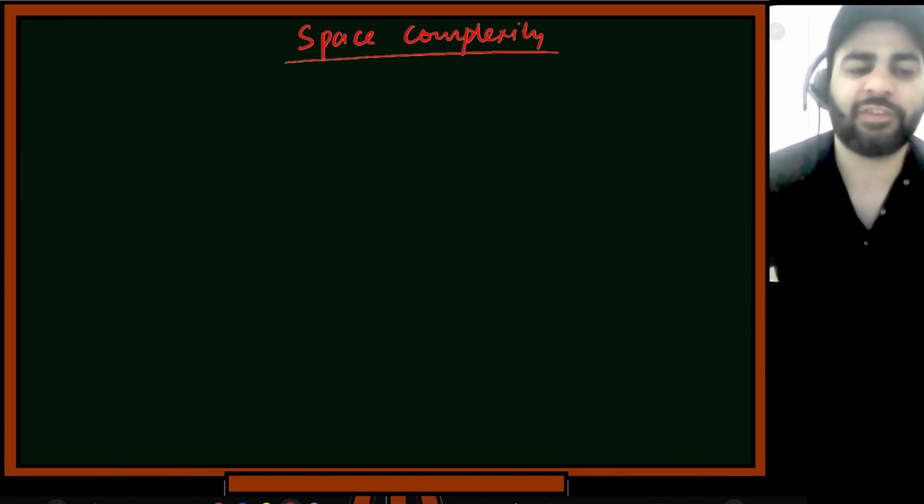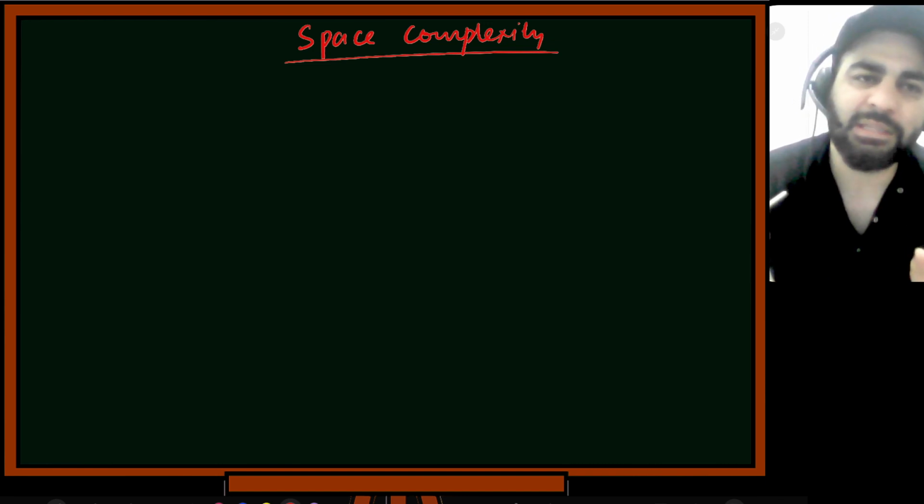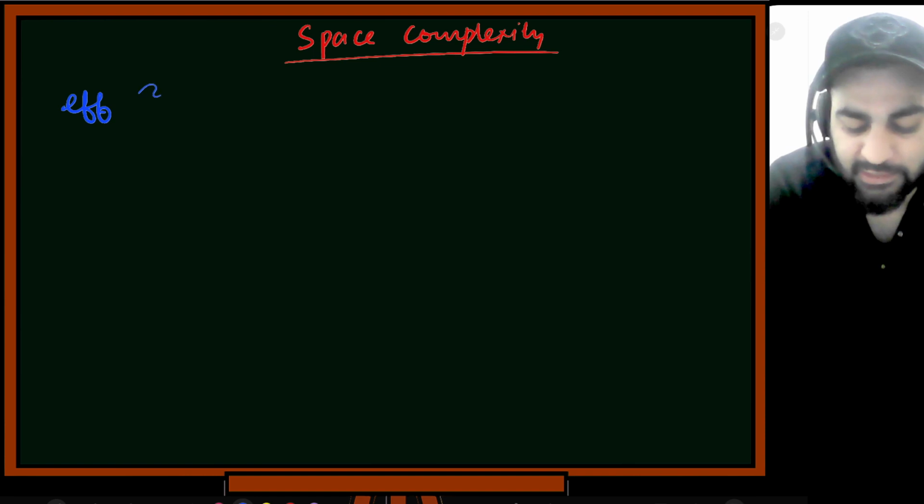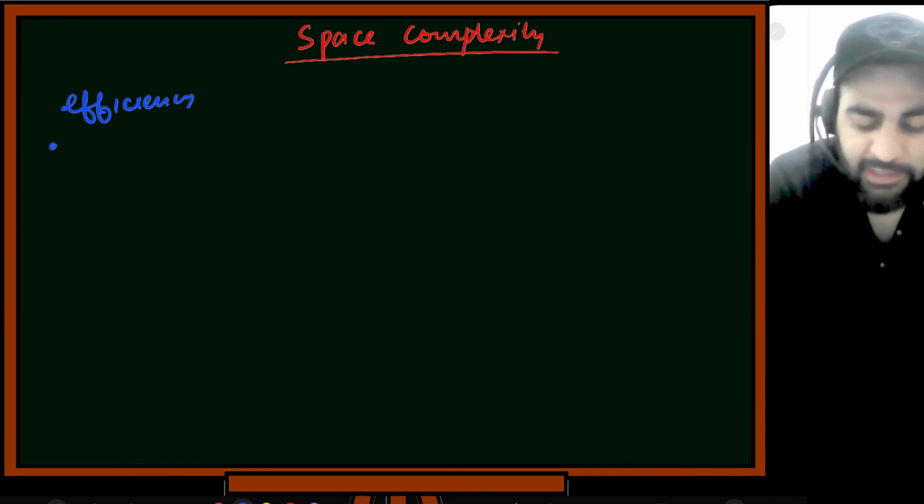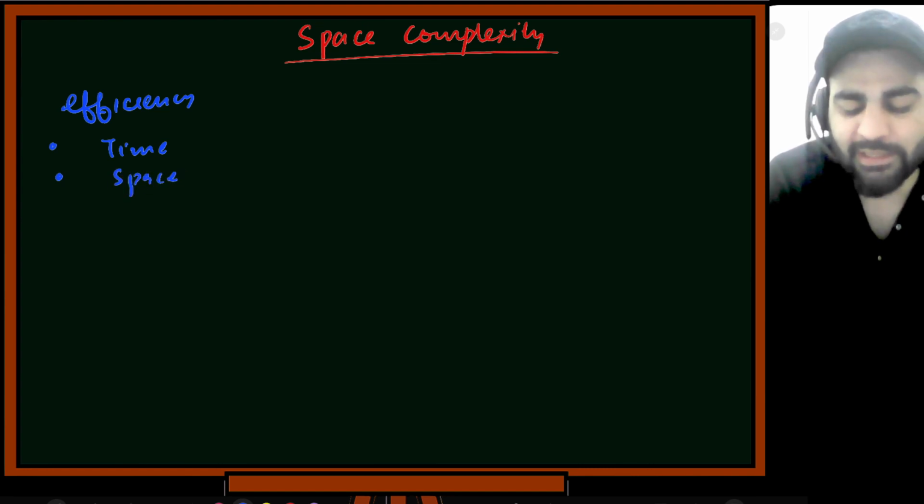So how is efficiency defined now? The efficiency is defined in terms of space and in terms of time. So how do we define this efficiency? Efficiency is defined in terms of time and in terms of space. There can also be other metrics.